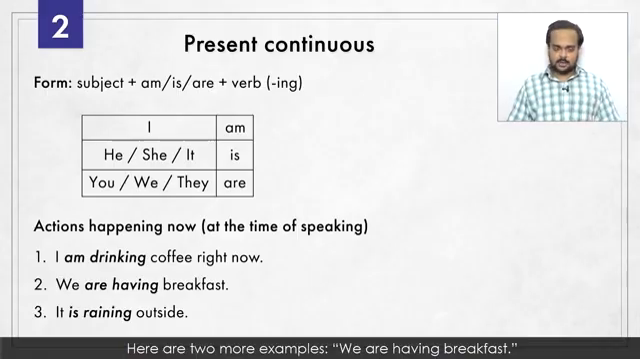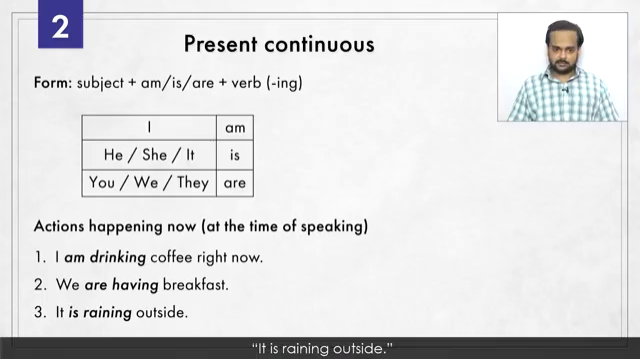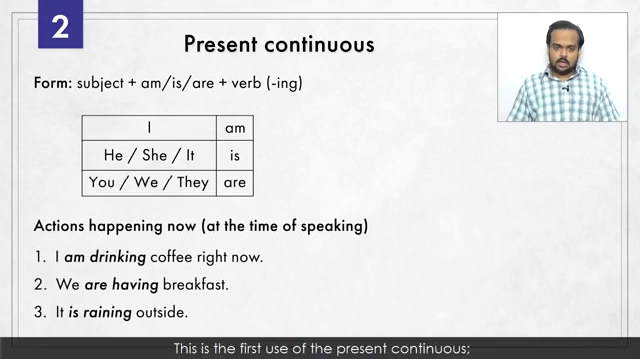Here are 2 more examples. We are having breakfast. It is raining outside. These sentences also express what is happening now. This is the first use of the present continuous.